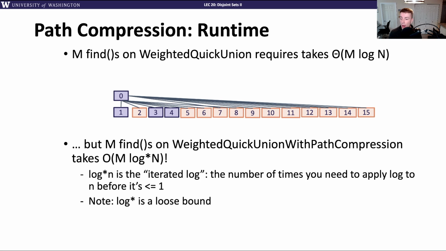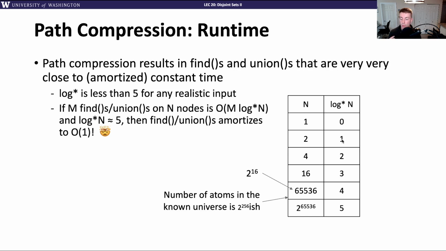But what I do want us to talk about is getting a sense of the scale of this log star. When we're talking about this iterated logarithm, it's going to end up being very, very, very fast. What I mean by that is, for all reasonable input sizes, it's going to basically be constant time. So here I have a table of n and the value of that log star.